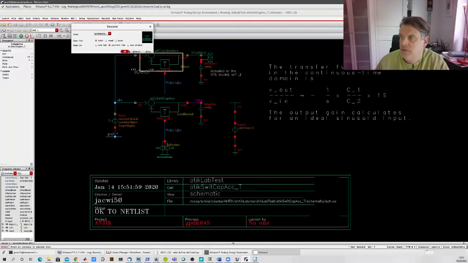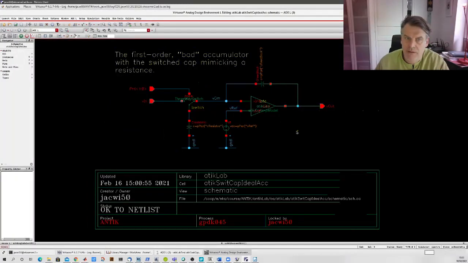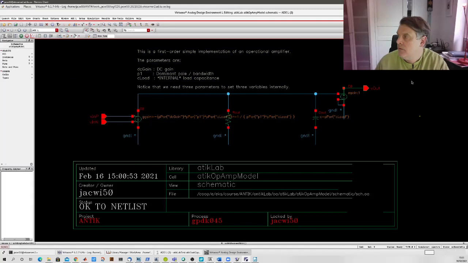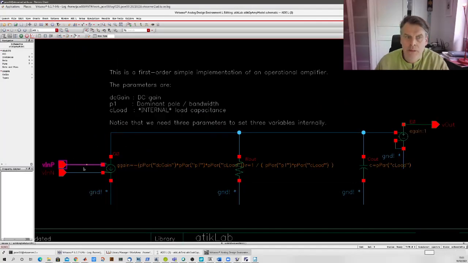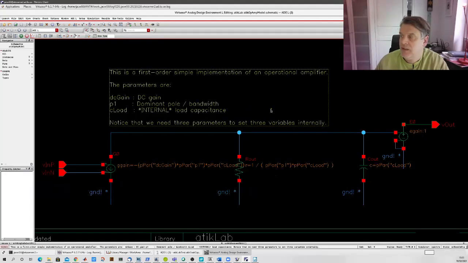So here I have one ideal accumulator, the parasitic sensitive one with an ideal op amp. This might require some explanation. It might not be doing exactly what you want it to do, so you might have to do some modifications to this. What this does is it takes the parameters DC gain, pole location, and the capacitance. So you can specify the 2 points in a Bode plot that determine this single pole system.